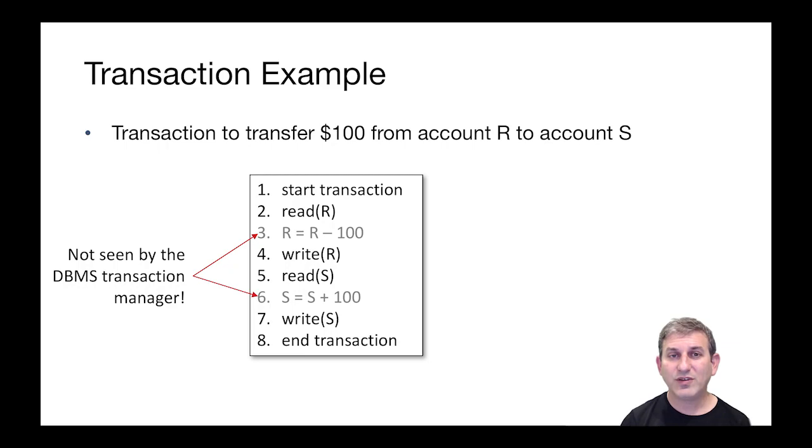So here's a simple example of a transaction from the point of view of the transaction manager. This is a transaction to transfer $100 from account R to account S. It's a sequence of actions. The first is a start to the transaction. Then there's a read from R. Now, R happens to change its value, but the database doesn't see that in step 3. All it sees is a write to R in step 4, a read from S in step 5, and then again, outside the database's view, S is incremented by 100, and then the database sees a write to S and an end transaction. So a transfer happened here of $100 from R to S, but all the database saw was start transaction, read, write, and end transaction.